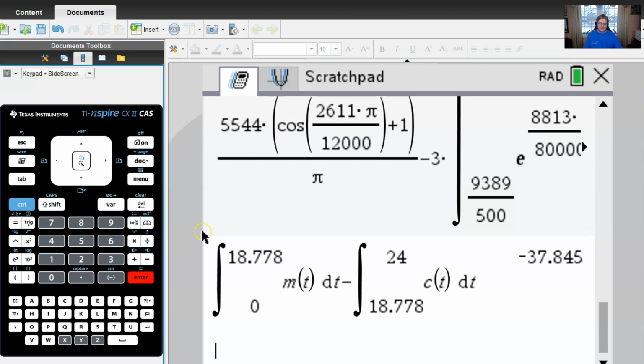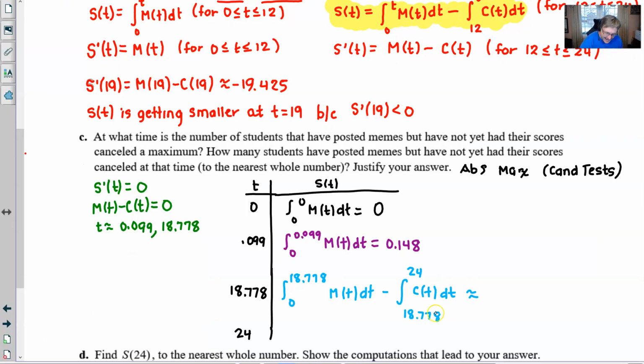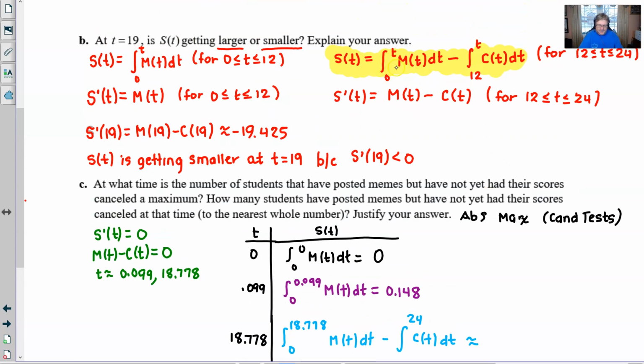Negative 37 point, oops, I think, nope, I made a mistake. Let's see what my mistake is. I don't want this here. I apologize. That won't make much sense. Let's go back and redefine this. What should that lower boundary be? And I am so sorry for this.